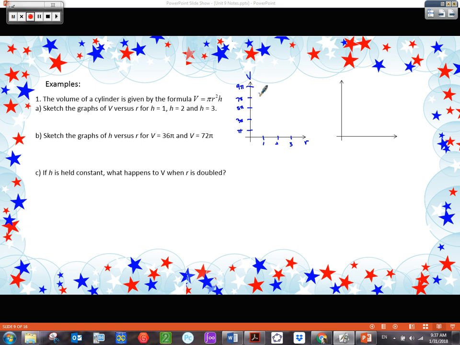Okay, so another way to write this is V of R, H, because it is a function of not just R or H, but both. It's a function of both variables, R and H. Okay, so let's do that. Let's hold the height at 1. So I want the volume of R, and I'm going to replace H with the 1. So that's pi R squared, and H is 1. So that's what I'm going to be graphing, pi R squared.